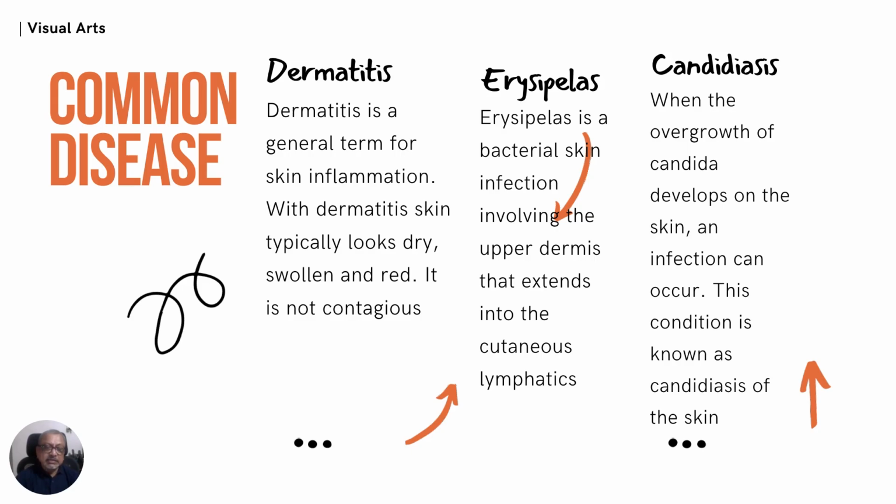Now coming to the common diseases, there are many common diseases that affect the integumentary system. However, we are discussing here three main common diseases. One is dermatitis. Dermatitis is a general term for skin inflammation. With dermatitis, skin typically looks dry, swollen, red, and it is not a contagious disease.